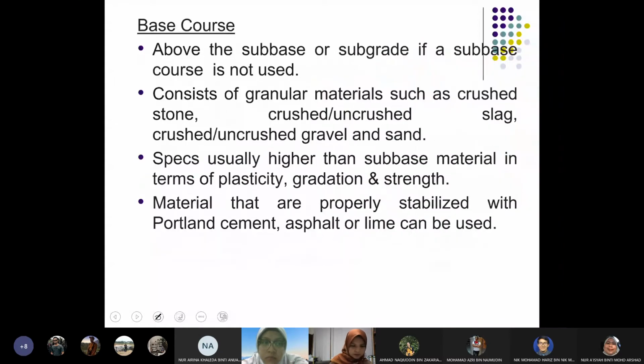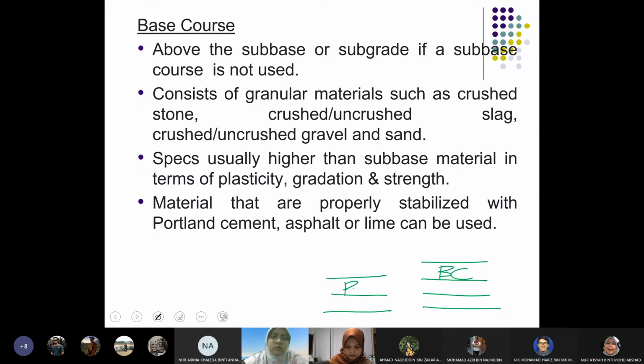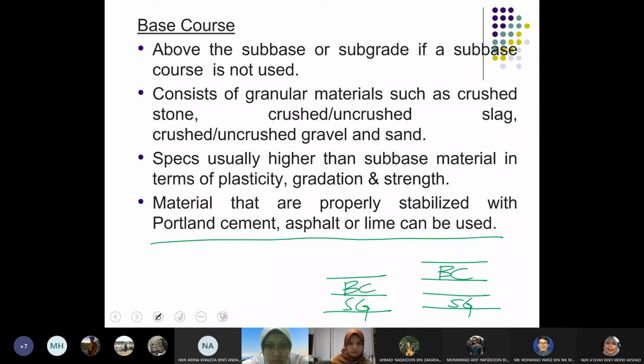Okay. Base course is above the subbase, or the subgrade if the subbase course is not used. Subgrade, subbase, or base course. This is the base course. Some do not use a subbase layer, so it goes directly from the subgrade to the base course on top. Because the subbase, as we said earlier, is optional. Consists of granular material such as crushed stone, crushed slag, crushed gravel and sand. Specifications are usually higher than the subbase. Materials are properly stabilized with Portland cement. See, it says stabilize.